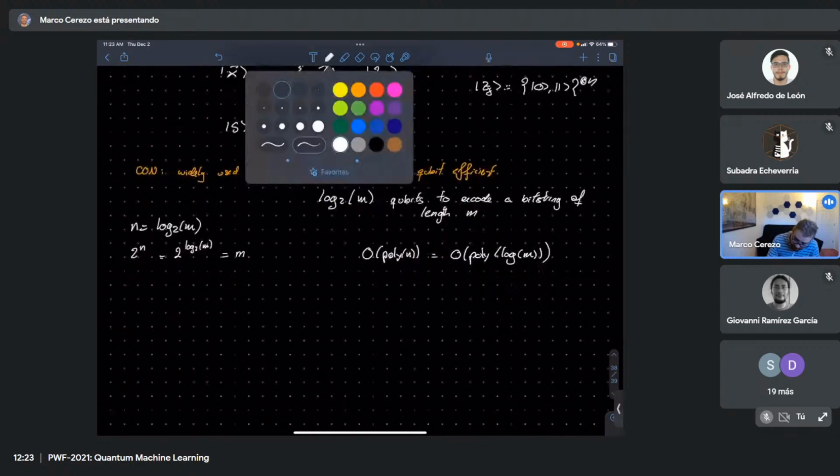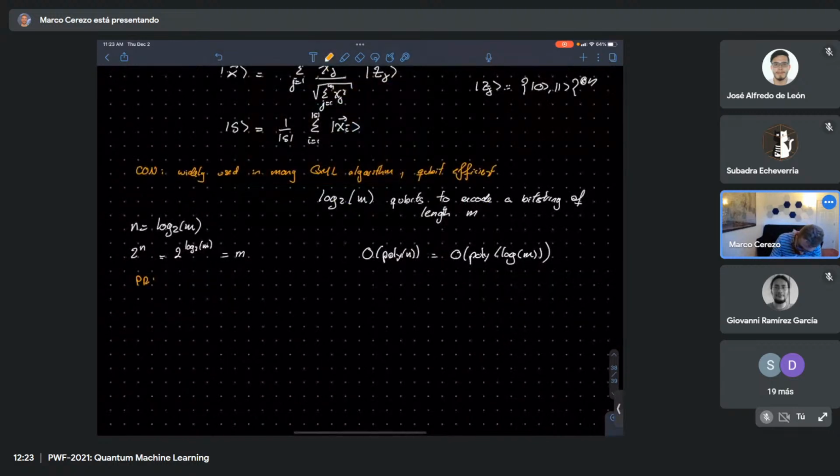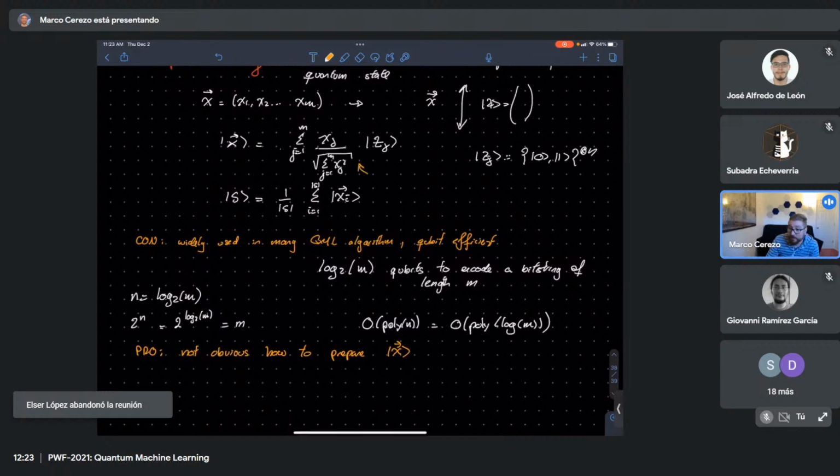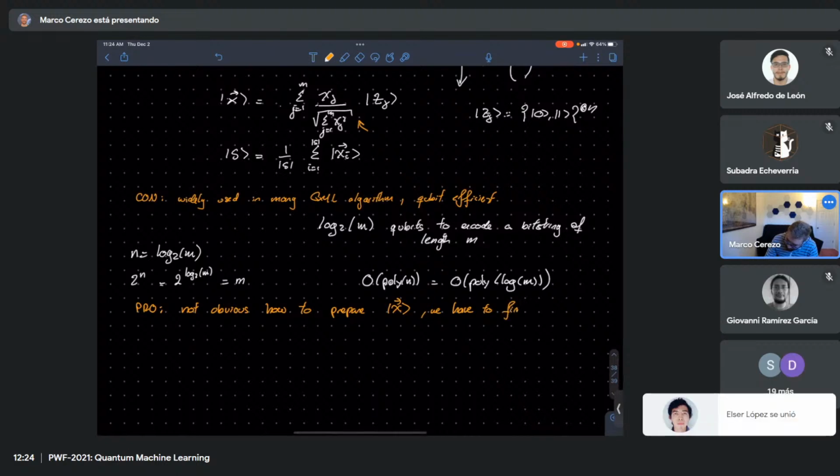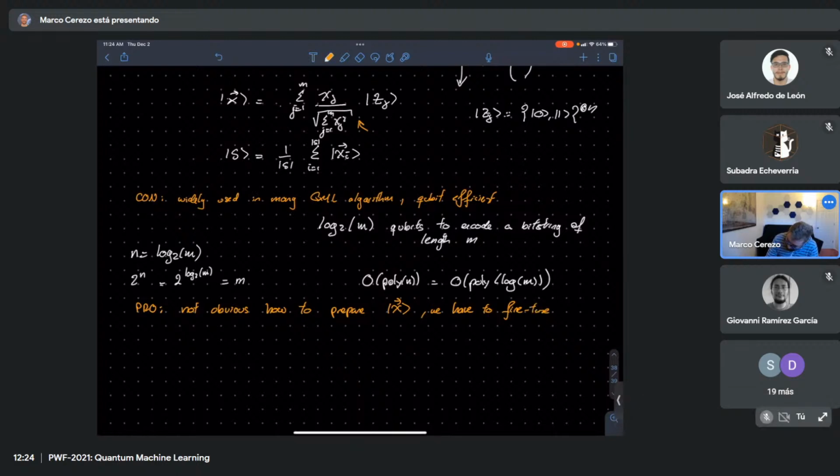Of course, just like everything good, it also has some disadvantages. The first is that it is not obvious how to prepare x, right? How do we get a quantum state of this form? It's not easy. A lot of times we have to fine-tune or even optimize circuits that prepare those states.